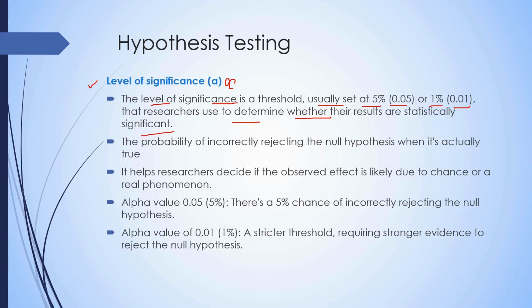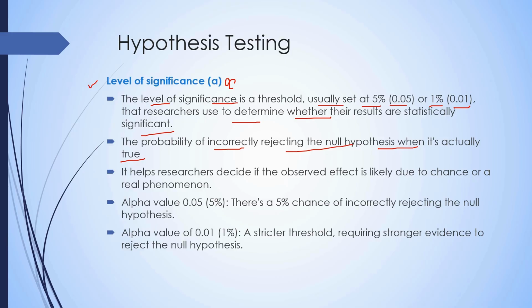Or simply saying, we are saying that there is a 95% chance that whatever results I have got is statistically significant and correct. Or I'm saying there is a 99% chance that my results are correct. I am leaving a 5% chance that there could be something wrong, or a 1% chance that there could be something actually wrong in my research. So the probability of incorrectly rejecting the null hypothesis when it's actually true.